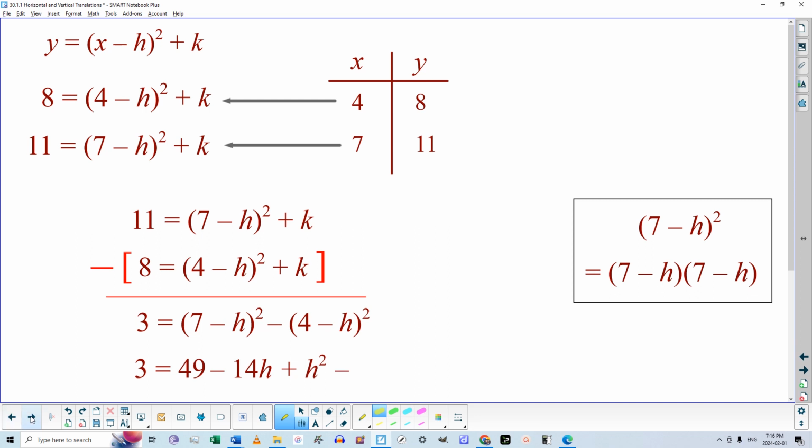And then we have minus, and what we did with the 7 minus h, we have to do with the 4 minus h. So we have to take 4 minus h times 4 minus h, and that gives us 16 minus 8h plus h squared, and we have to subtract that from 49 minus 14h plus h squared.